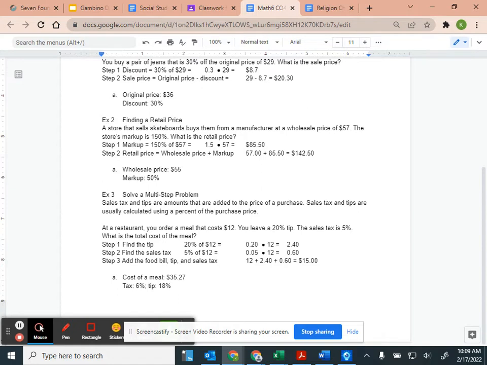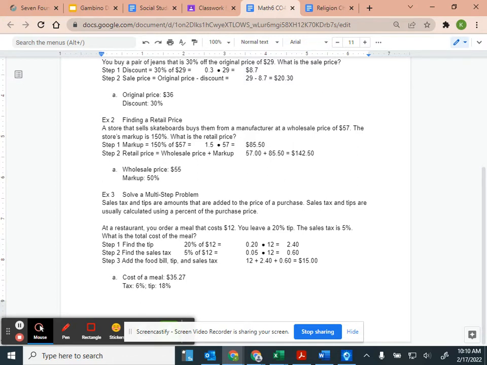So, sales tax and tips. Tips are wonderful for the workers, but you need to know how to figure them out. Okay, I was at a restaurant last night with some friends, and I had to figure out what kind of tip I wanted to give. Absolutely not. We don't do 5% tips.